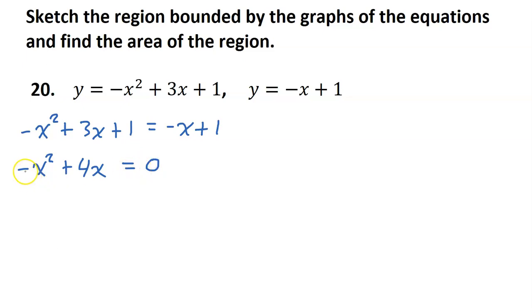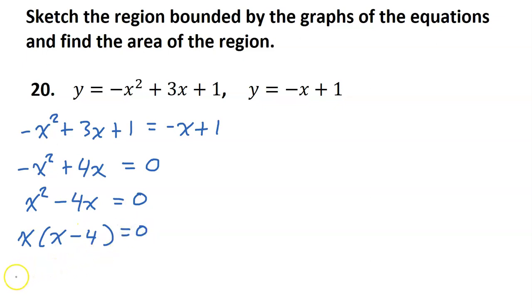I don't like the leading coefficient to be negative, so I'm going to divide everything by negative 1. So I end up with x squared minus 4x is equal to 0. Factoring out a common factor of x, I get x times x minus 4 is equal to 0. Using the zero product property, I know that x equals 0 and x equals 4.